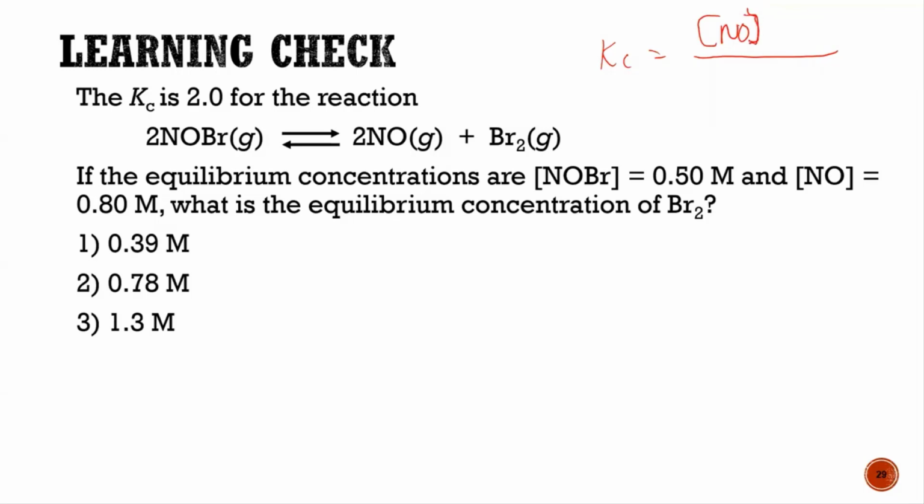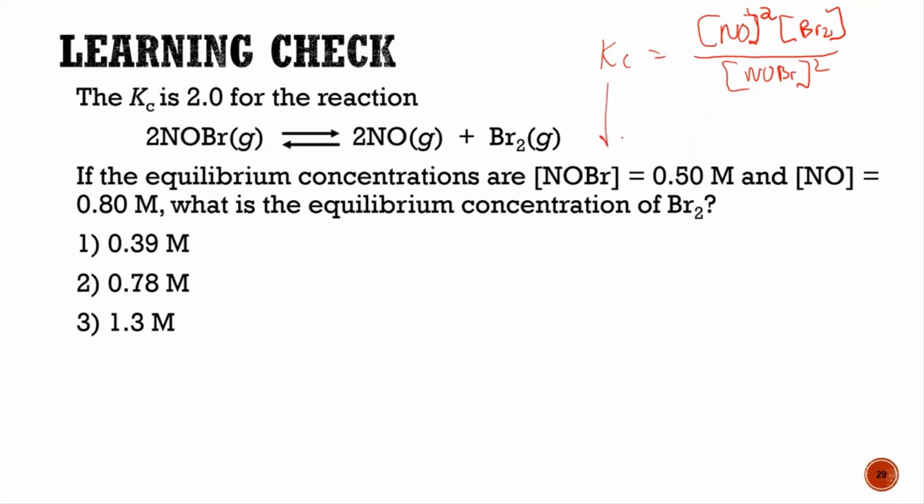So that's okay. So what do I do now for nitrogen monoxide, guys? What do I have to put here? What does that 2 coefficient tell me? To square it. Yeah, it's a power of 2. And then I have my bromine, right? And then on the bottom, what do I have? NOBr, and that's squared. Okay. And then they give me, like you said, Kc, which is 2.